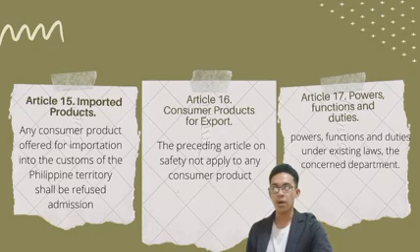Article 17, the powers, functions, and duties. In addition to their powers, functions, and duties under existing laws, the concerned department shall have the following powers, functions, and duties. So these are the following powers, functions, and duties. To administer and supervise the implementation of this article and its implementing rules and regulations. To undertake researches, develop and establish quality and safety standards for consumer products in coordination with other government and private agencies closely associated with these products.